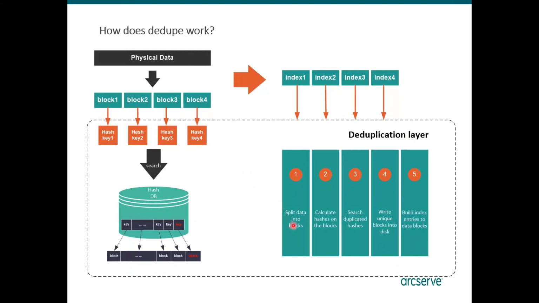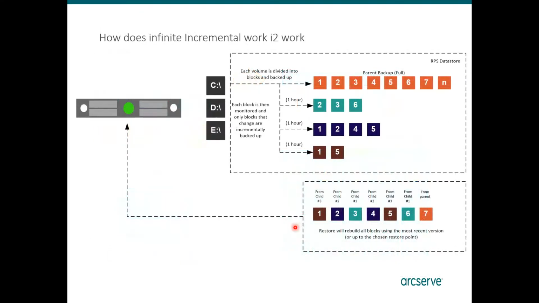But we also do this globally. So after the first node is done, if any additional nodes for backup has similar blocks, again, we're going to optimize that data transfer. The product also does incremental forever. There's no need to do full backups every week anymore. The product maintains a synthetic full and otherwise.